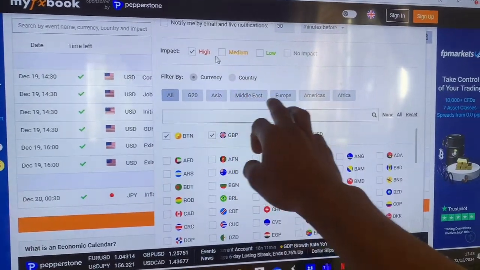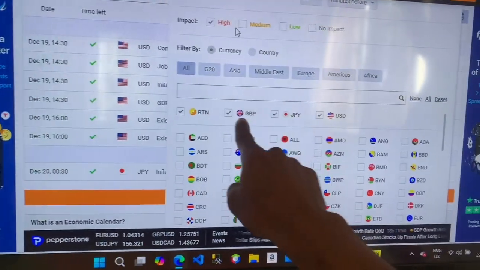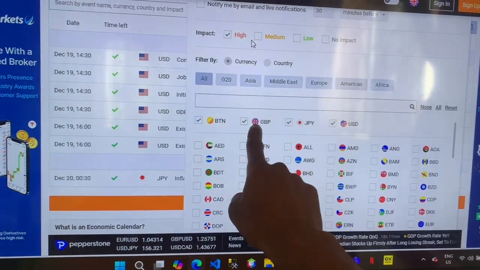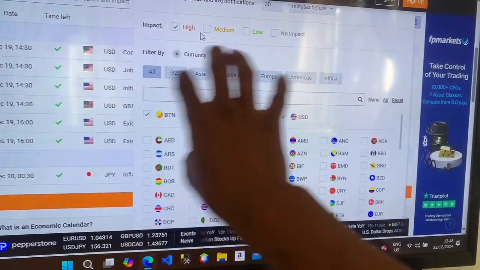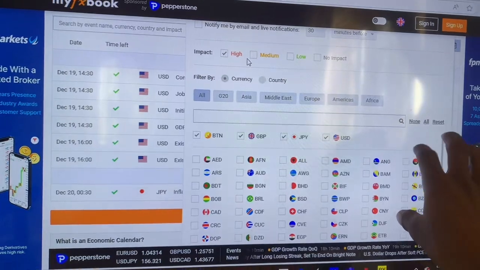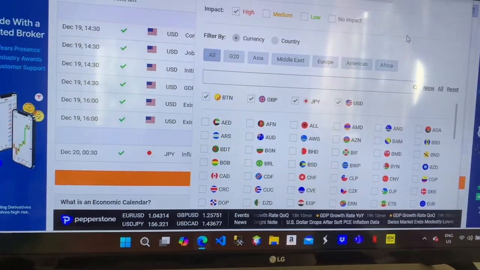Then as for the currency pairs or the countries you want to look at, only tick the countries you are looking at. As you can see, these are mine: British pounds, which is the UK, Japanese yen, and USD. So these are the only news I will receive, because this is where my focus is. If you don't scale down, you get confused.